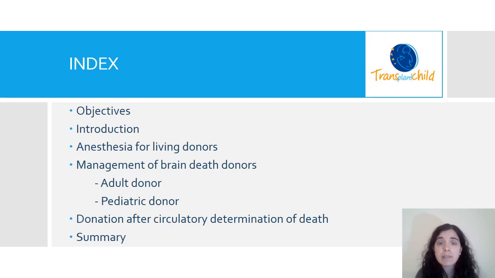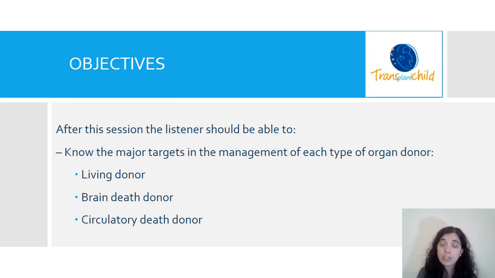We will discuss the main differences and similarities between adult and pediatric donors, and finally some words about donation after circulatory determination of death. After this session, the listener should be able to know the major targets in the management of each type of organ donor.